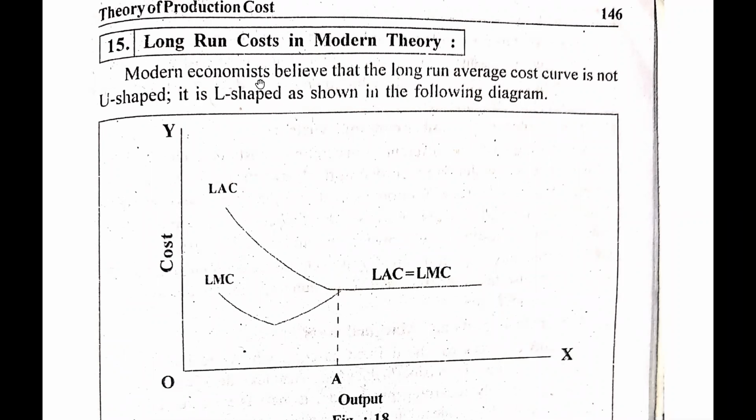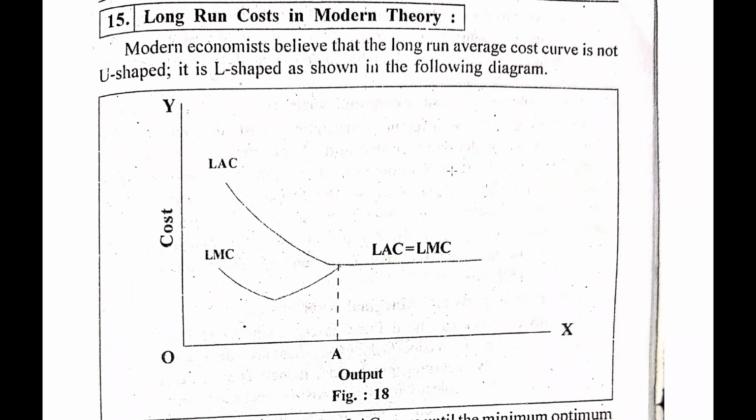Let's see. Modern economists believe that the long run average cost curve is not U-shaped. So here we are seeing long run cost in modern theory. How will be the shape of long run cost in modern theory? Modern economists believe that the long run average cost curve is not U-shaped, it is L-shaped, as shown in the following diagram. So guys, in the modern theory, the shape of the curves is different from the earlier theories.